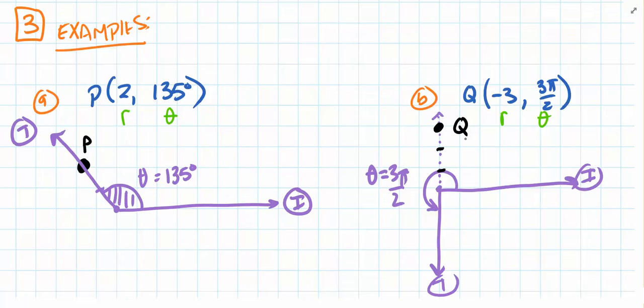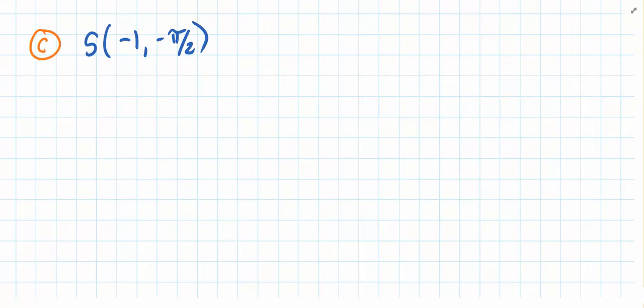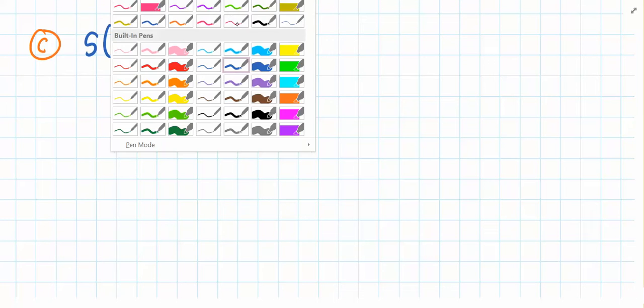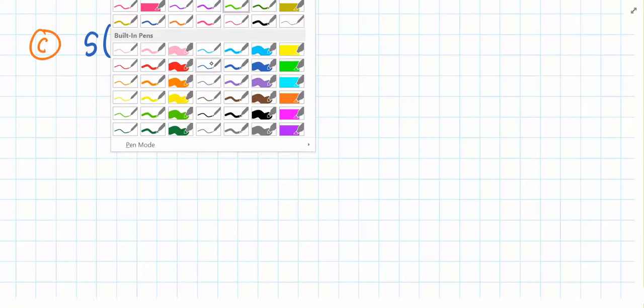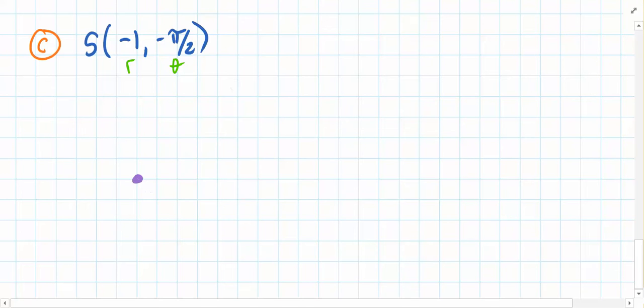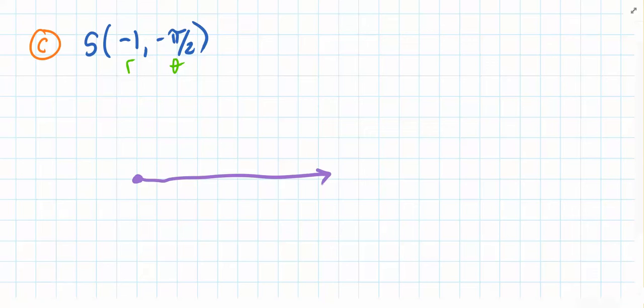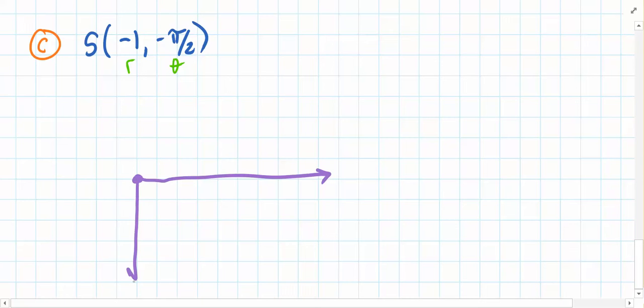Okay, let's do this one. -1, negative pi over 2. -1 is my r. Negative pi over 2 is my theta, right? So start with the pole. So here's my pole, here's my polar axis, and I want to draw negative pi over 2. Well, which direction do I draw that angle? Clockwise or negative? Or counterclockwise? This one goes clockwise, right? Exactly. So this right here, that represents a theta that's equal to negative pi over 2, right?